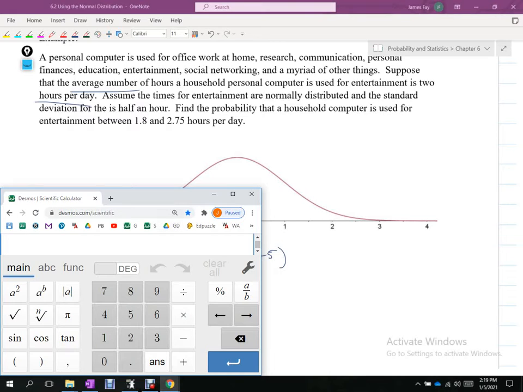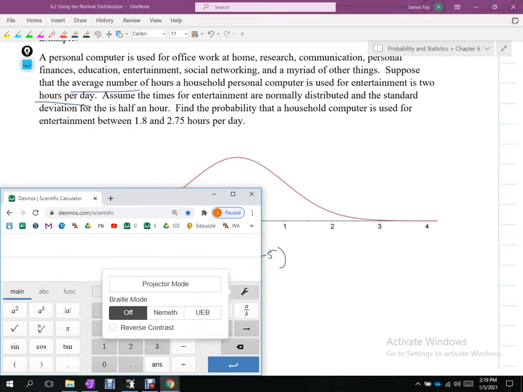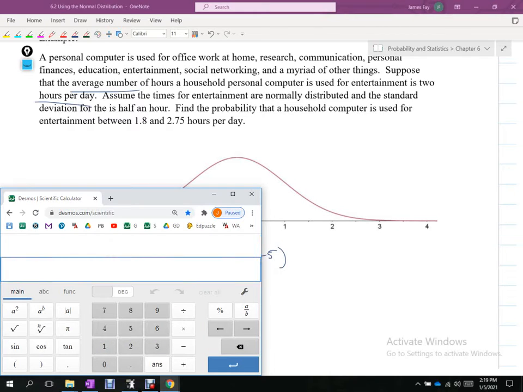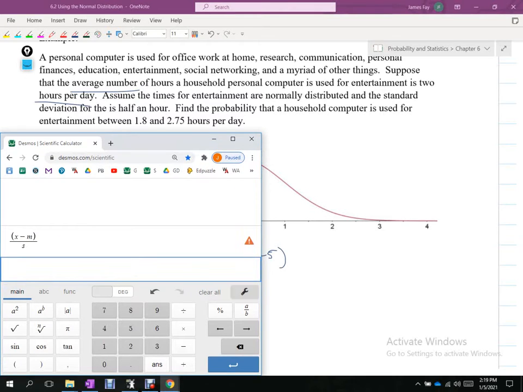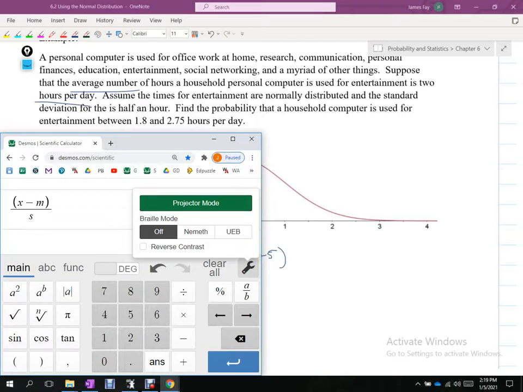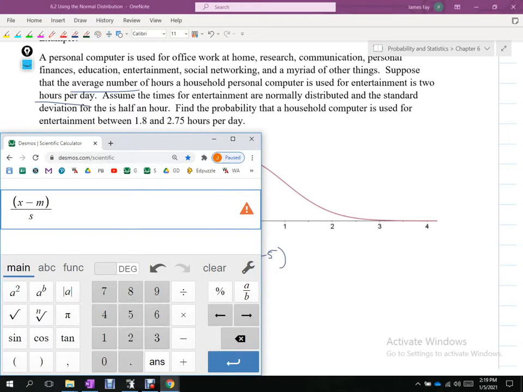So what I suggest doing is just write this formula inside Desmos. Okay, if we can go x minus m and then divide that by s. So obviously Desmos doesn't have the notation of mu and sigma, but I can use any letters I want. So I'm going to use M for mu and S for sigma.